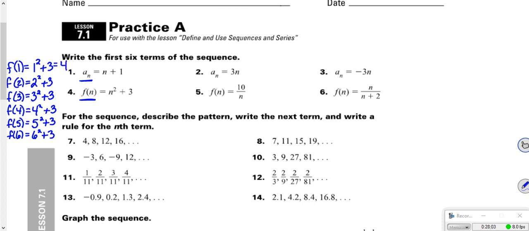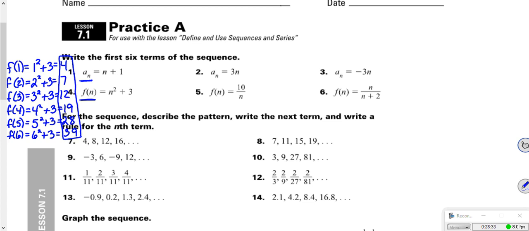This is going to give you a 4. 4 plus 3 is 7. 9 plus 3 is 12. 16 plus 3 is 19. 25 plus 3, I know I'm running out of room here, 28, excuse me. 6 squared plus 3, so 36 plus 3 is 39. So this would give me my first 6 terms of the sequence.